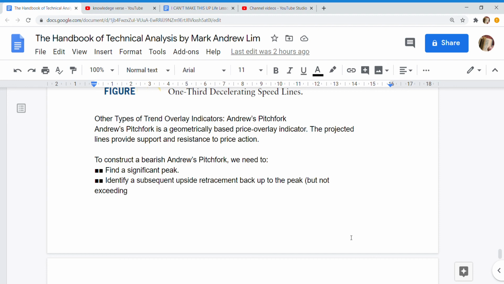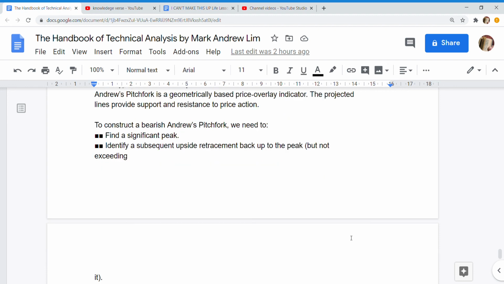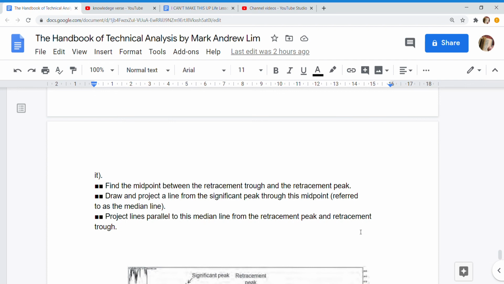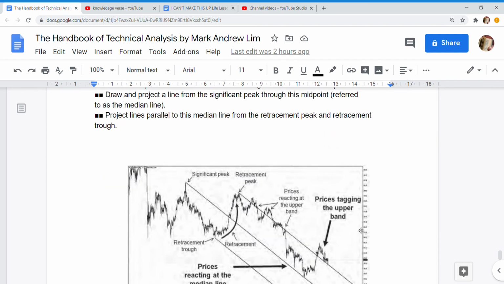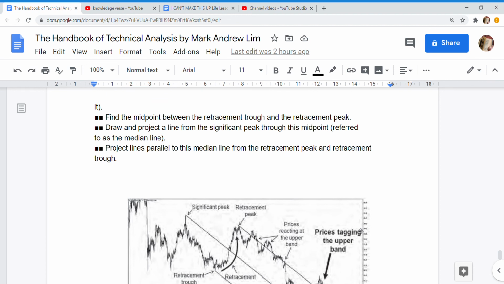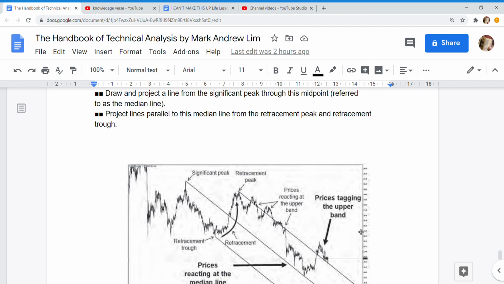Find a significant peak. Identify a subsequent upside retracement back up to the peak but not exceeding it. Find the midpoint between the retracement trough and the retracement peak. Draw and project a line from the significant peak through this midpoint, referred to as the median line. Project lines parallel to this median line from the retracement peak and retracement trough.